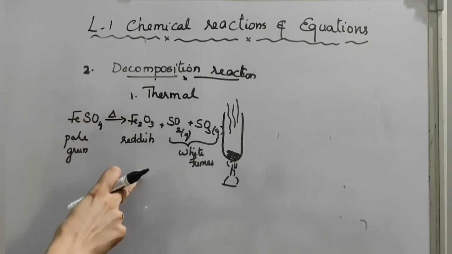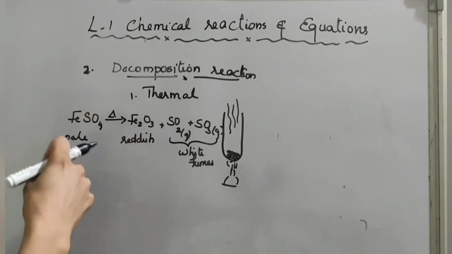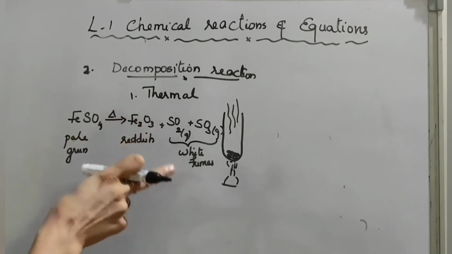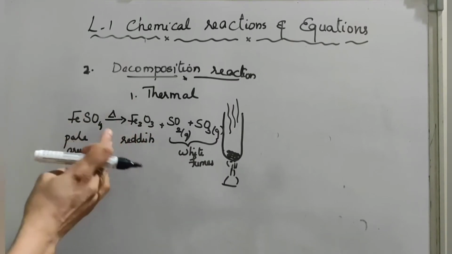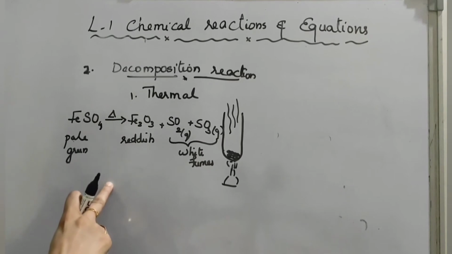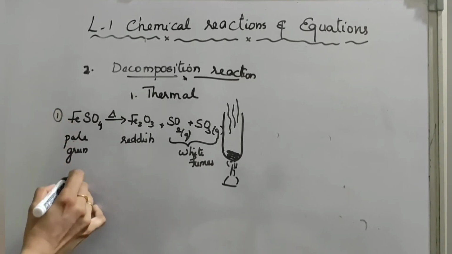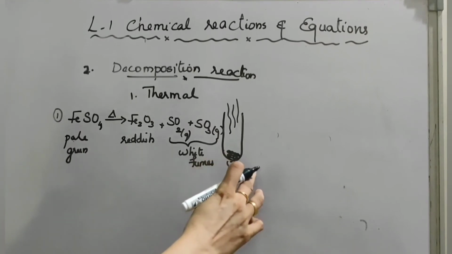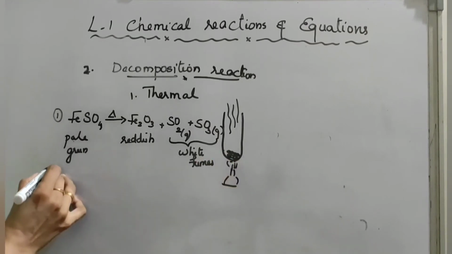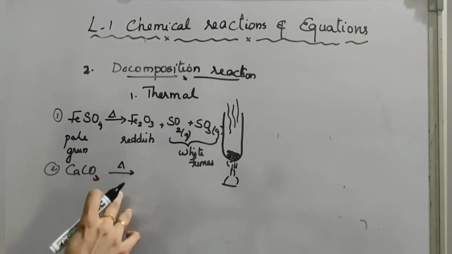In the combination reaction we studied, more than one reactant combined to form a single product, just the opposite of this. Combination and decomposition. So let's check another activity. This is the first activity. Take calcium carbonate powder in a dry test tube. You have to heat this calcium carbonate powder.